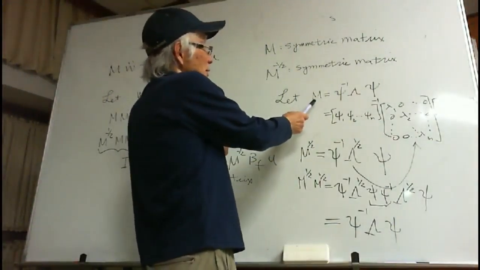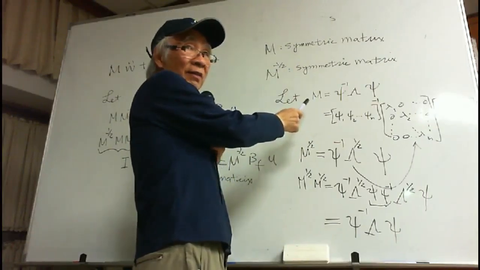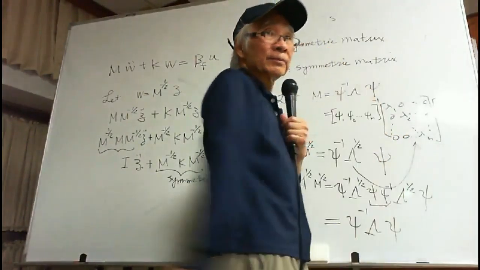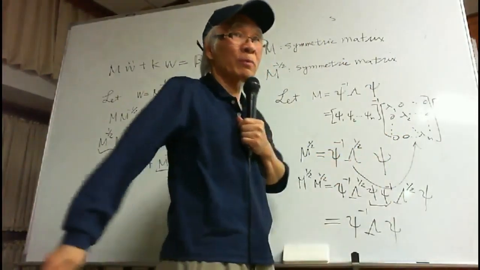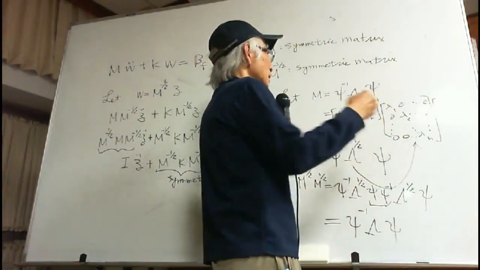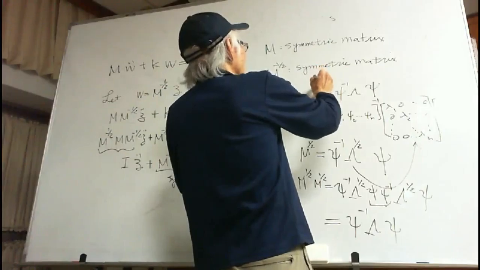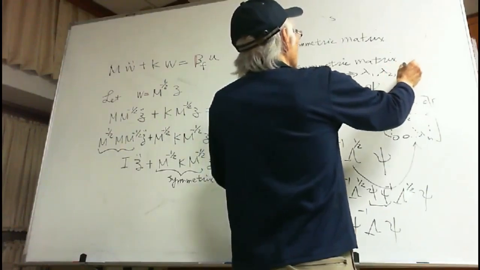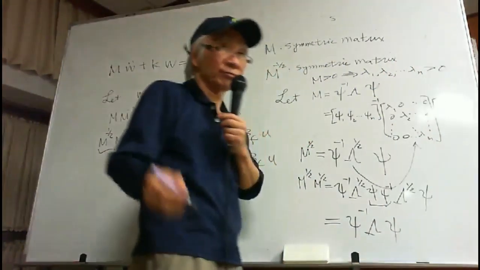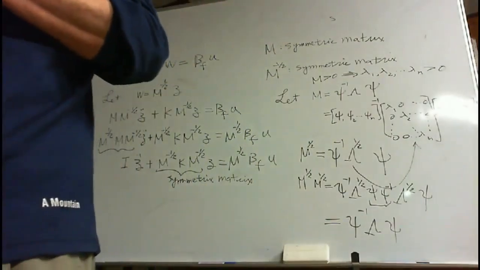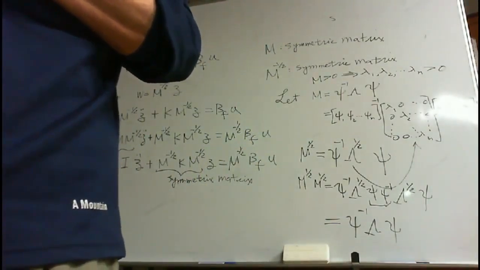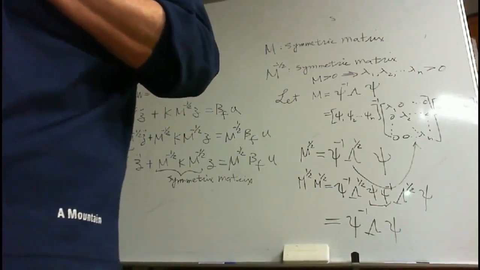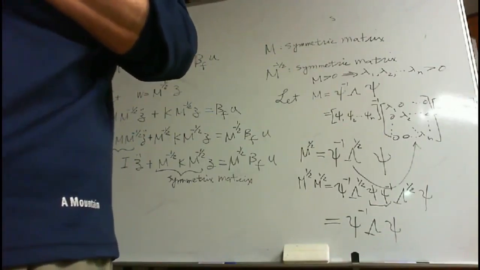Because a mass matrix is always positive definite, the eigenvalues are all positive. So when you take the square root, there's no problem. M positive definite means all eigenvalues are larger than 0. Well, we took this chance to refresh your memory about matrices. It's not bad.